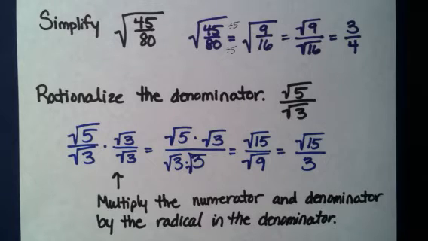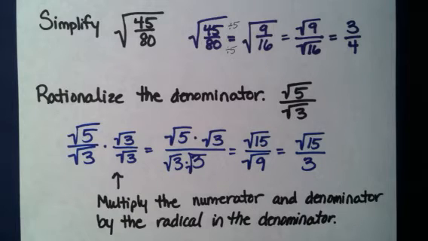So we go to the next step, which is multiplying the numerator and denominator by the radical in the denominator. In this example, the radical in the denominator is a square root of 3. When we multiply the square root of 5 divided by the square root of 3 by the square root of 3 over square root of 3, we get square root of 5 times the square root of 3, which the product property tells us can become the square root of 15.